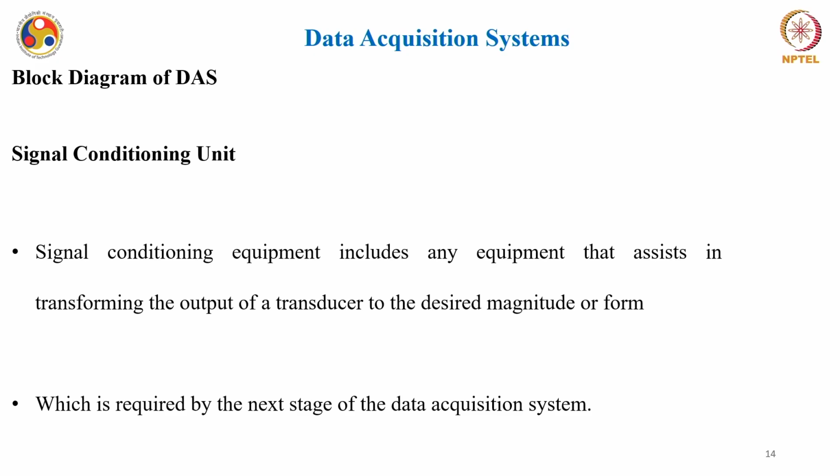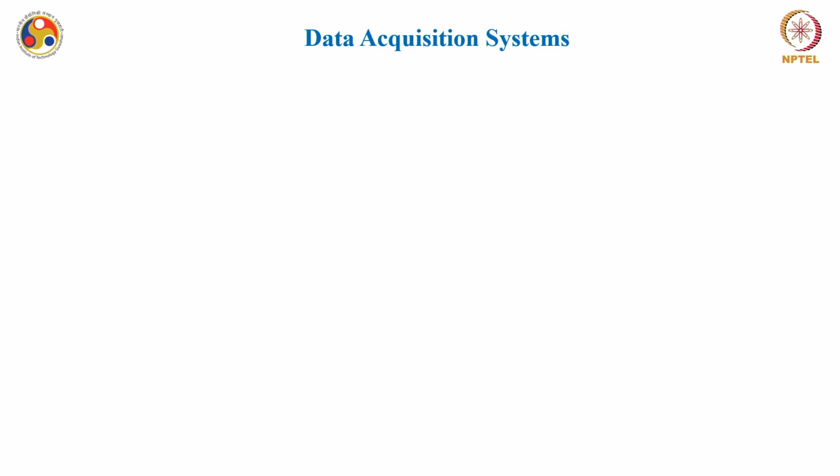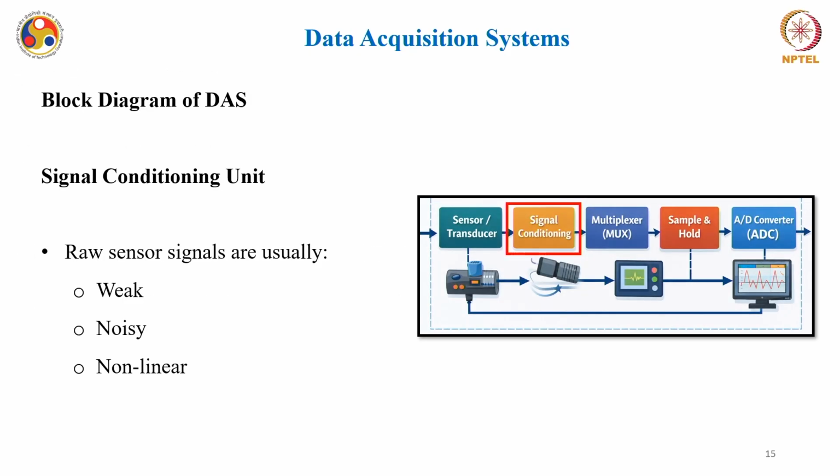Now, this form is required by the next stage of the data acquisition system. Usually this is a major work of a signal conditioning unit, but we have also seen in our discussion on signal conditioning circuits that usually the raw signals are very weak and sometimes noisy also. So, these signal conditioning units will take care of these weak signals by doing certain amplification or some other process.